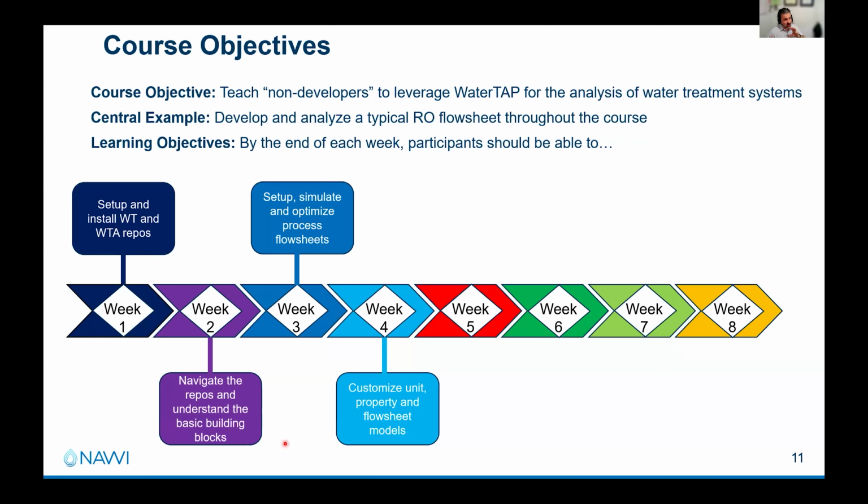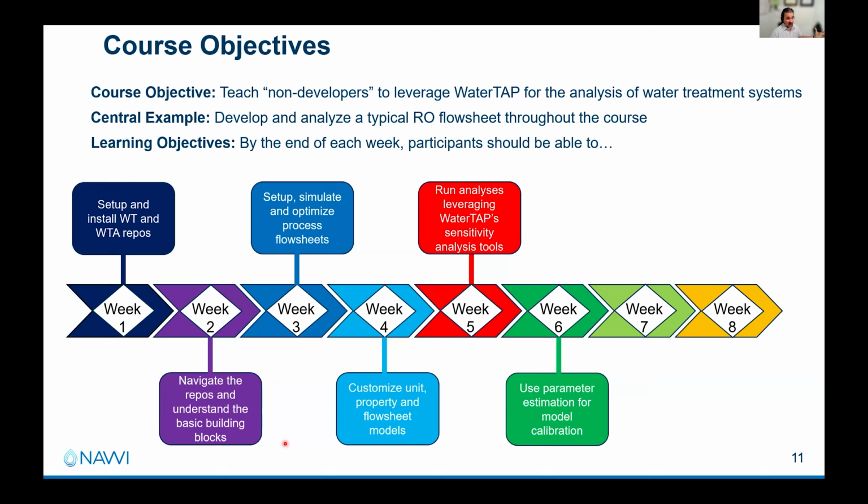All right. So the first 4 weeks is really about building a foundation in WaterTAP. And then weeks 5 through 8 are more about advanced capabilities. So running sensitivity analysis tools, parameter estimation for model calibration. Then week 7, we focus on surrogate modeling using data. So we use some example RO plant data to show how to calibrate your RO model.